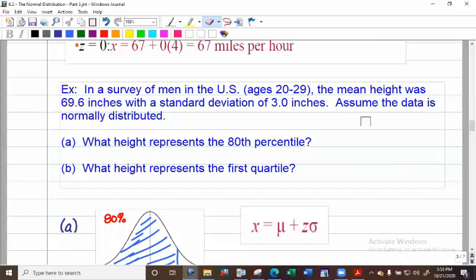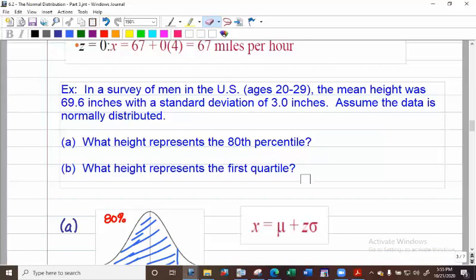But anyway, they're saying the mean height was 69.6 inches with a standard deviation of 3. So assume the data is normally distributed. That's just a polite way of saying we can do what we normally do, what we've just been doing here. We want to know what height represents the 80th percentile. That means what height makes a man in that age range taller than 80% of others?